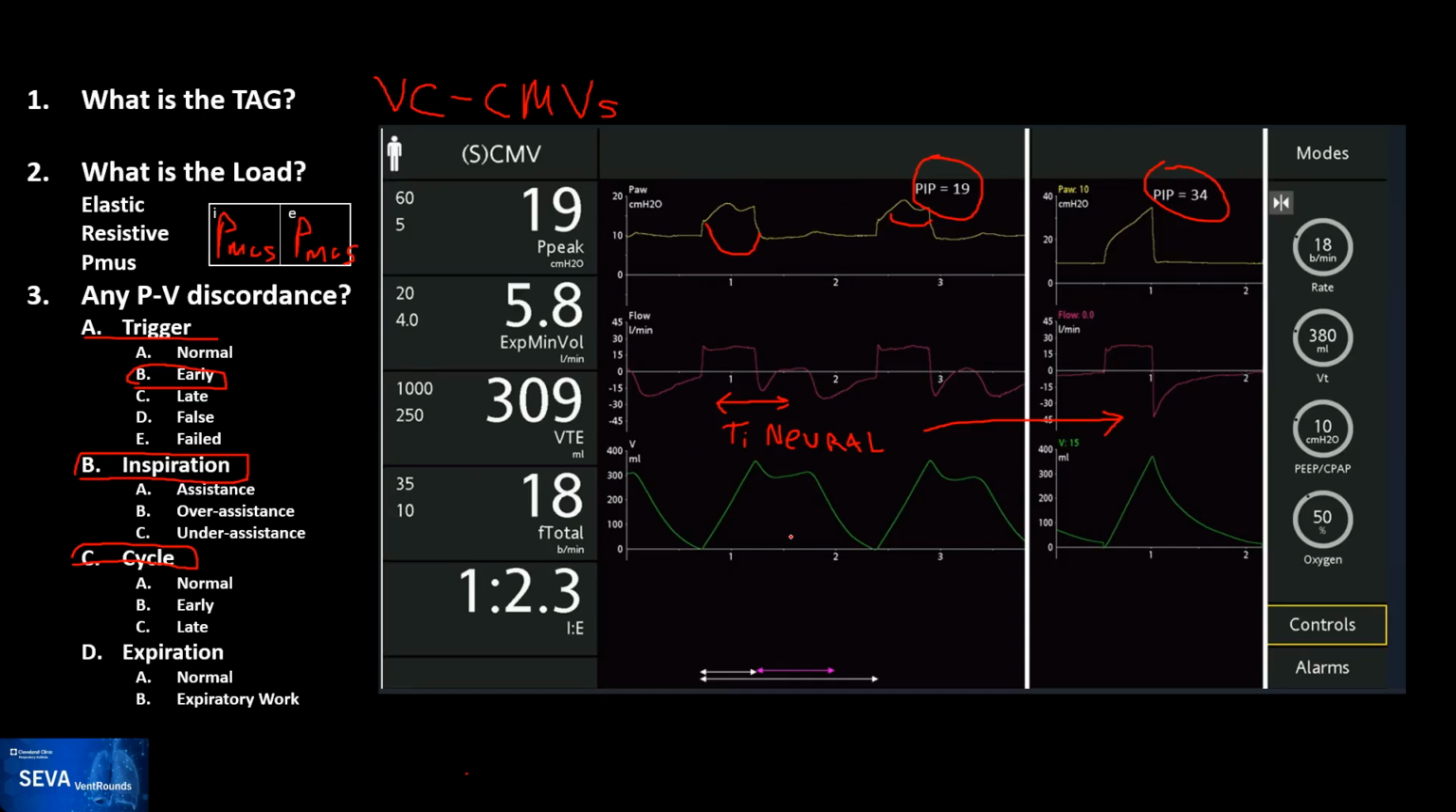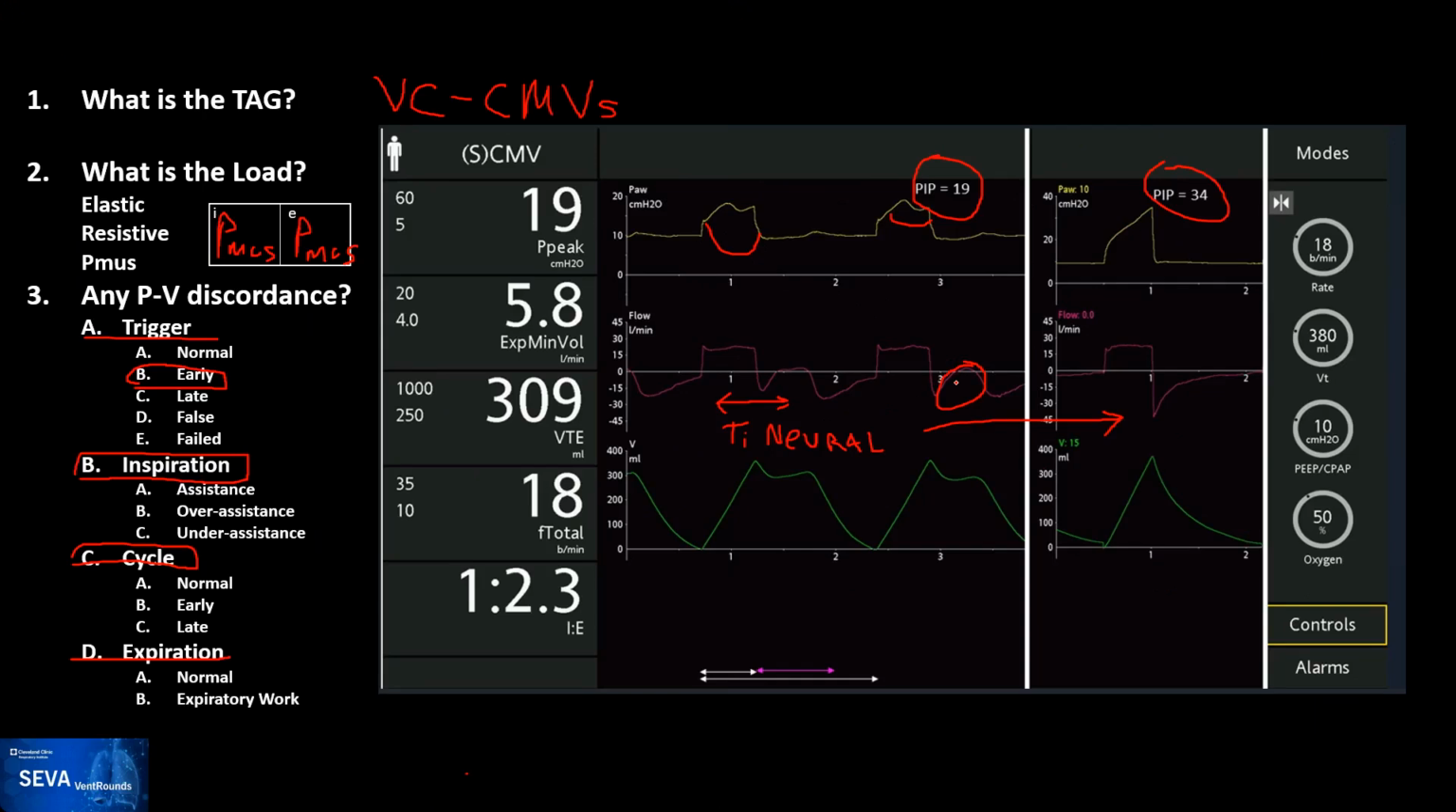And so in expiration, well, we pretty much just mentioned what's happening in expiration. The expiratory flow is being distorted. Someone might say, well, right here, is that a failed trigger effort? Well, probably not. It's more likely just the continuation of the inspiratory effort from inspiration into expiration. So we wouldn't call it a failed trigger effort. We'd call it an early cycle, right? Yeah.